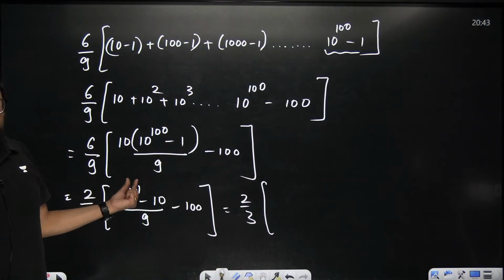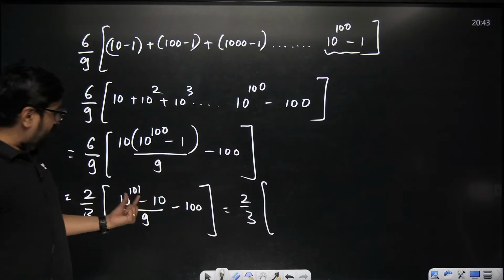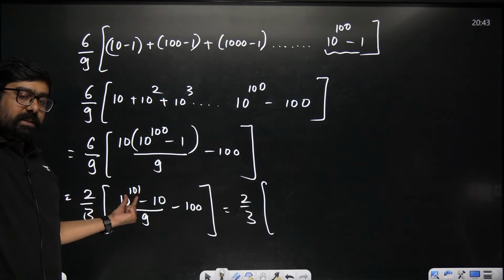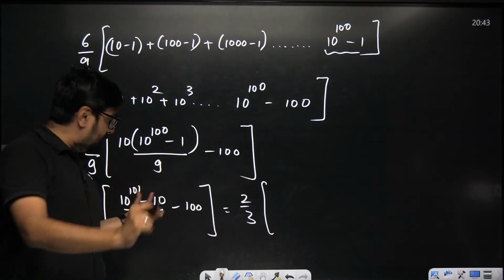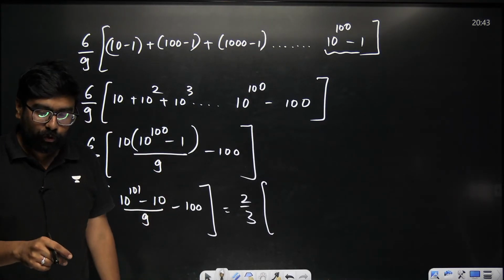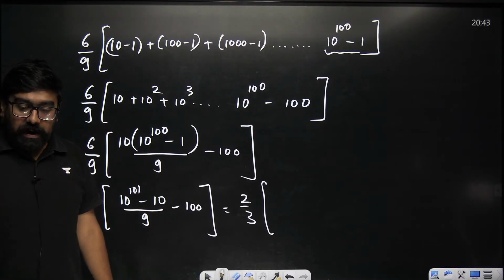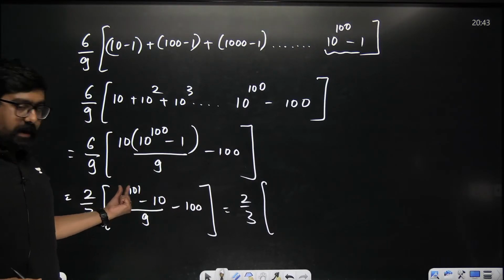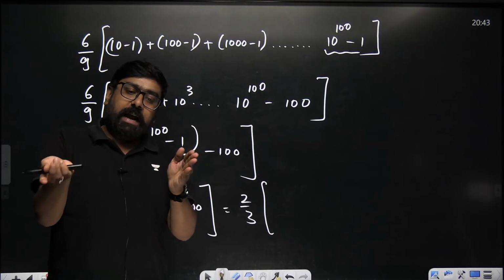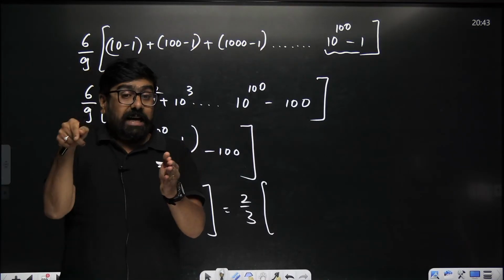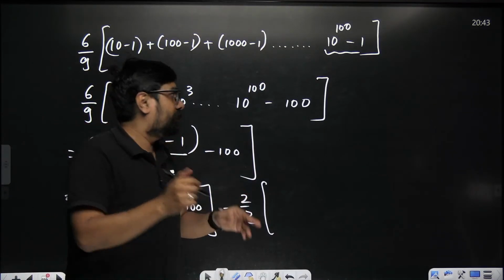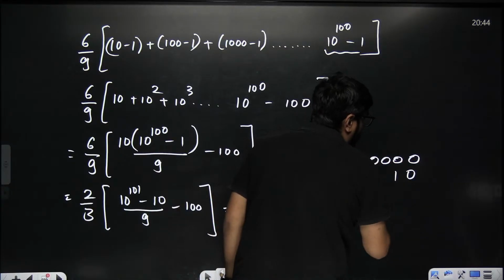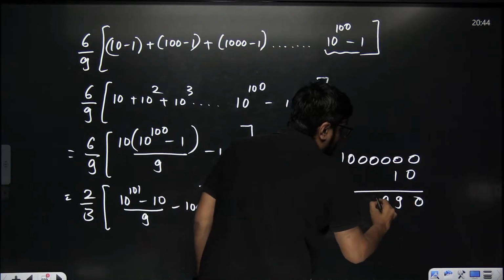This will have 9s, right? How will this be? 10 to the power 101 means 1 followed by 101 zeros, minus 10 if you do. So the last digit will be 0, and the remaining 100 digits will be 9, right? After 101 zeros, from that you are doing minus 10. The last digit will be 0, and all the rest will become 9, no?